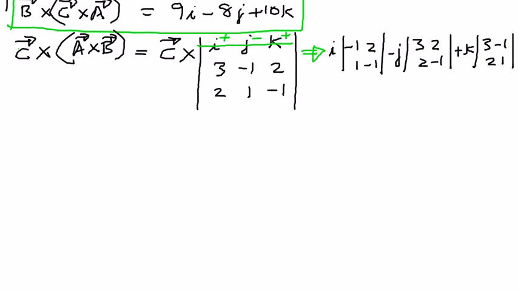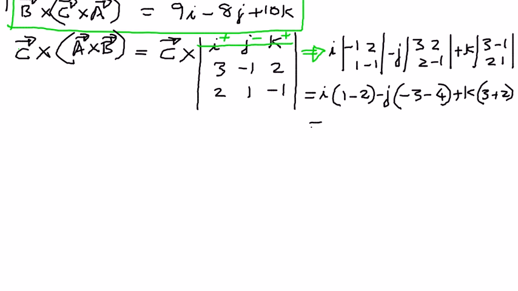Now we can expand this, and this is going to be i times negative 1 times negative 1 is positive 1, minus 1 times 2 is 2, minus j times 3 times negative 1 is negative 3, minus 2 times 2 is 4, plus k times 3 times 1 is 3, minus 2 times negative 1 is negative 2, times negative will be positive 2. Therefore, we can simplify this as follows. So this is going to be 1 minus 2, it will be negative 1.